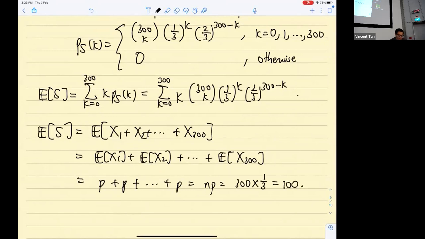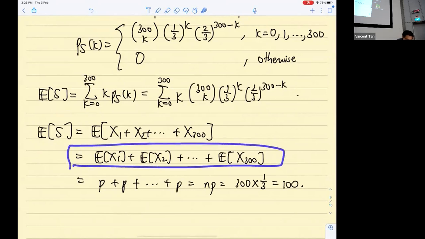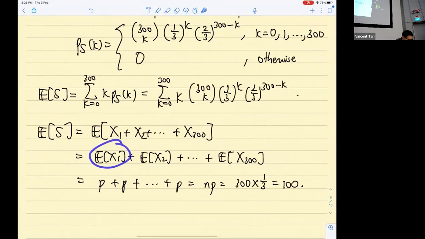So on average, the professor expects to give 100 A's. The reason is that the expectation of the binomial random variable S is nothing but the sum of N expectations, where each of the expectations is that of a Bernoulli random variable X.